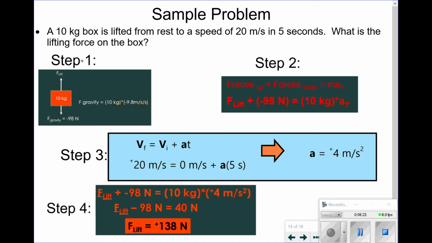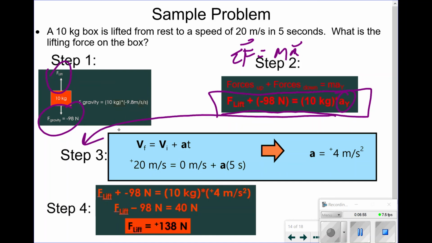Now I do step 2. The net force equals ma. The net force is the lifting force upwards plus the negative 98 newton force because it's going down. So force lift plus negative 98 equals 10 a_y, because I'm dealing with the y-axis. I would love to solve right away for the lifting force, but I can't because I do not know the acceleration, so I need to solve for that, which leads to step 3.